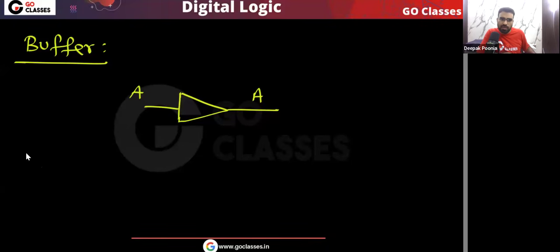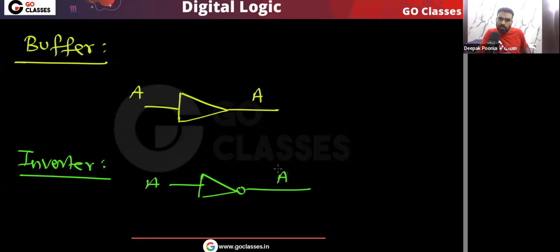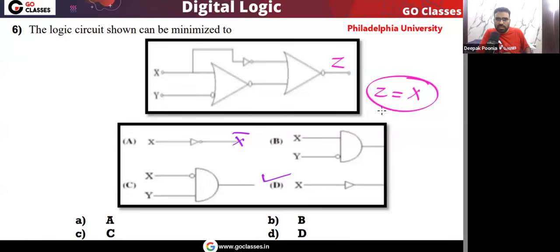I hope you understood. And remember, what is the inverter? In the inverter, we have this bubble here. So if the input is A, the output will be A bar. But in the buffer, if the input is A, then the output will be A. So here you can see that because Z is equal to X, the correct answer will be D, because in this D also the output is X. But in option C, the output is an AND gate, so this is basically X bar Y. And in option B, the output is an AND gate, and that is XY bar. So the final answer for this question will be option D.